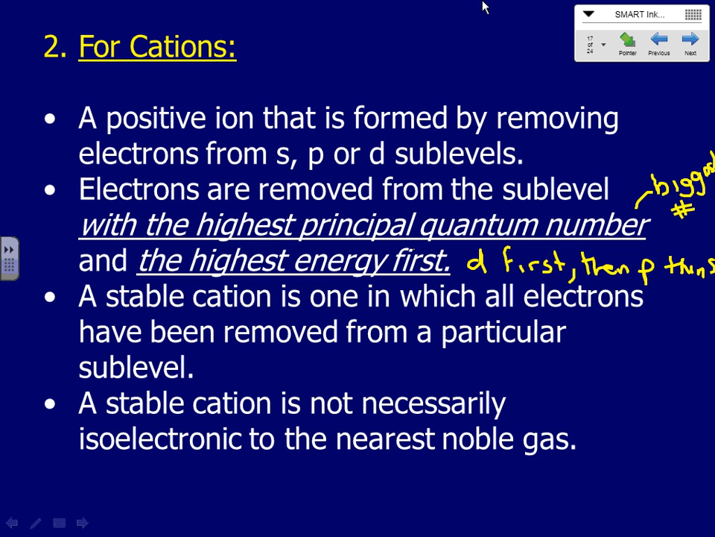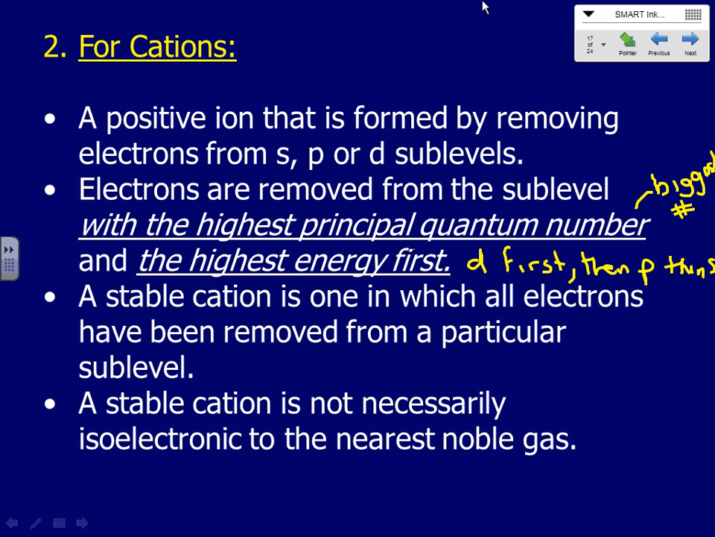A stable cation is one in which all the electrons have been removed from a particular sublevel. So we either take them away from all the d's and then all the p's and then all the s's. I've got to be careful in here. There might be a little reversal in there. Anyway, a stable cation is not necessarily isoelectronic to the nearest noble gas. So we are now to the point where we're not necessarily taking all the electrons away.